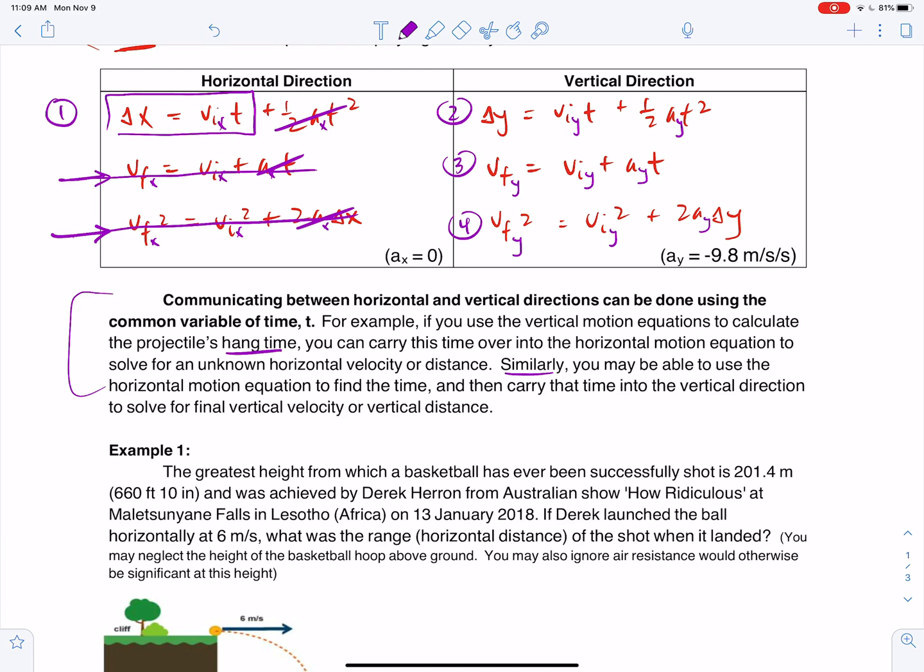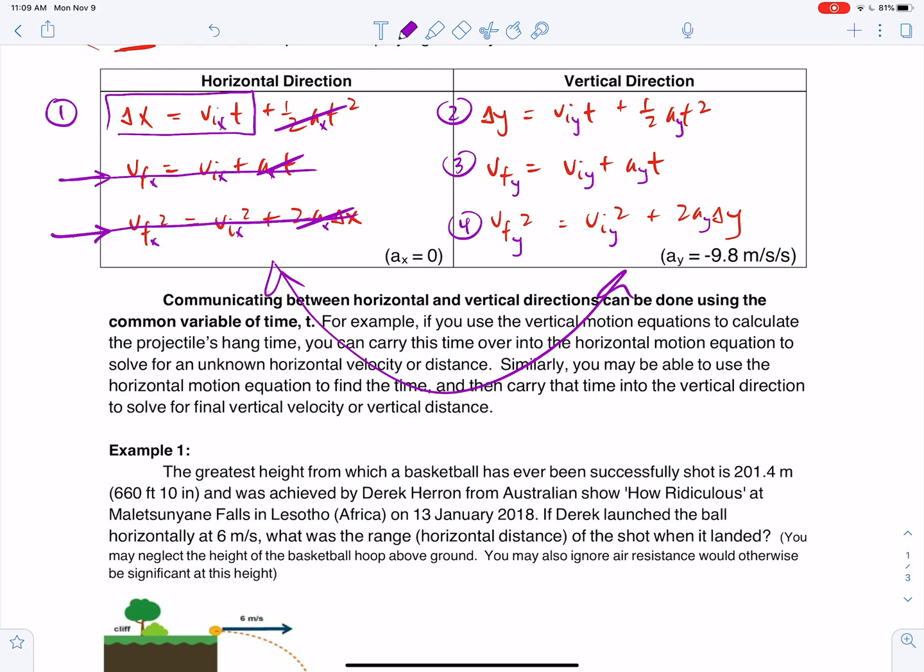Similarly, you may be able to use the horizontal motion equation to find the time and then carry that time into the vertical direction to solve for final vertical velocity or vertical distance. So the way that we're going to communicate back and forth between these directions, the horizontal and the vertical, is through time, because time is not a horizontal or vertical thing.